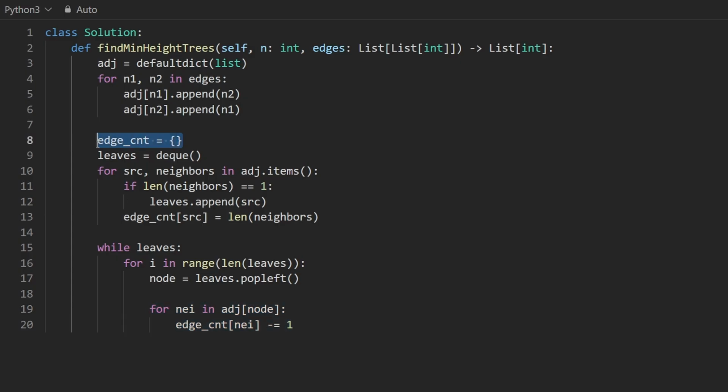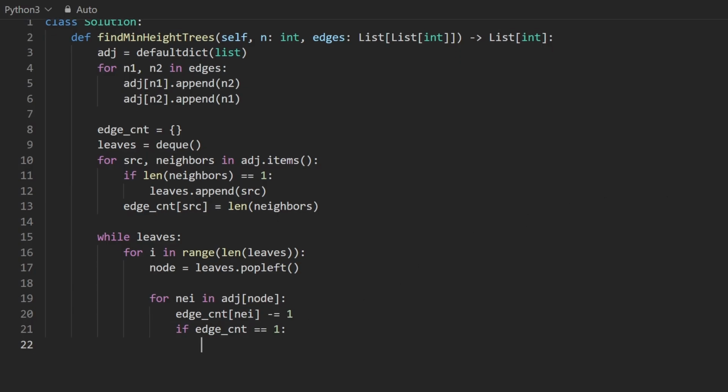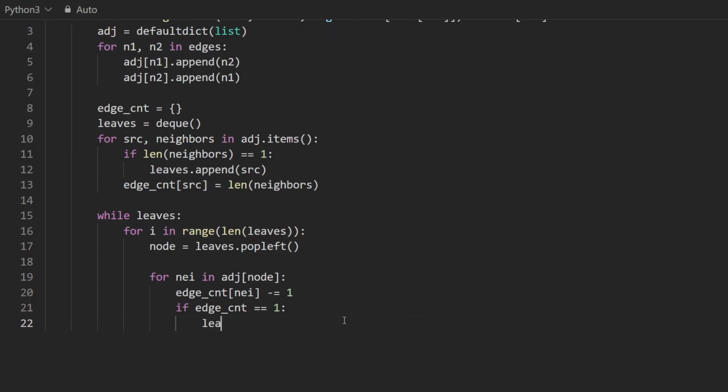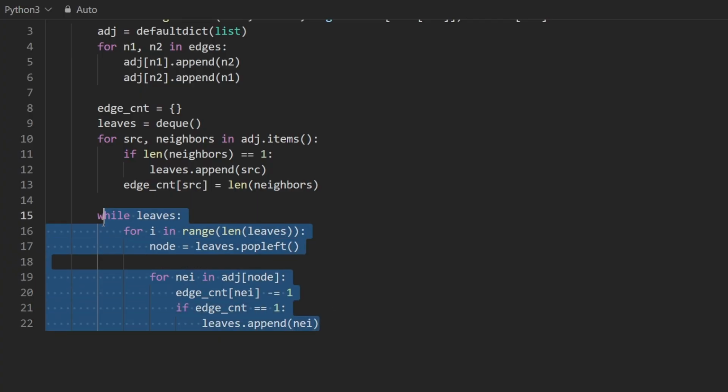All we have to do is say, if a node lost an edge right now, let's just check, is the edge count now equal to 1? If it is, then we know it has become a leaf. So what we would say is leaves.append the neighbor. Maybe it's still greater than 1. That would be fine. We would just skip this part. This is kind of the core part of the algorithm.